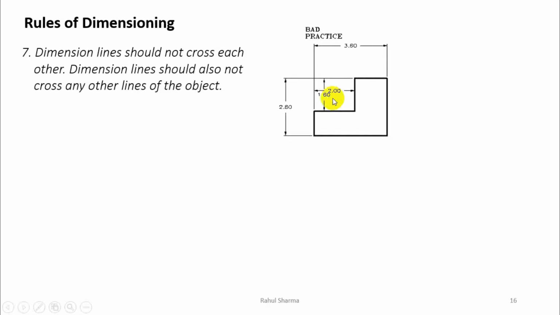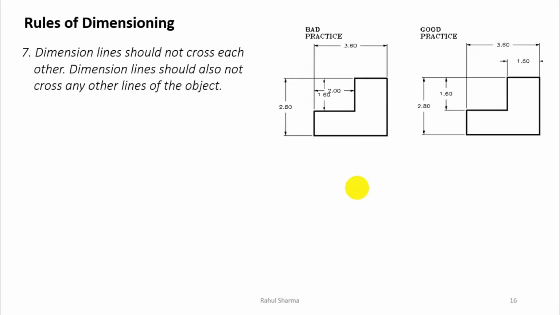Now look here. What is happening? This dimension line and this dimension line are crossing each other. So this is totally wrong. But an extension line can cross any line. It can cross the dimension line, and it can cross the object line. I will show you. If I have to give the dimension to the same object, what is the correct method? So here is the correct method. Extension lines are crossing each other. It is okay. But a dimension line should not cross any line.